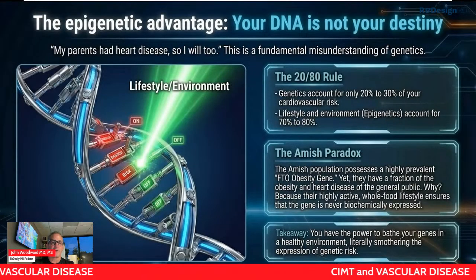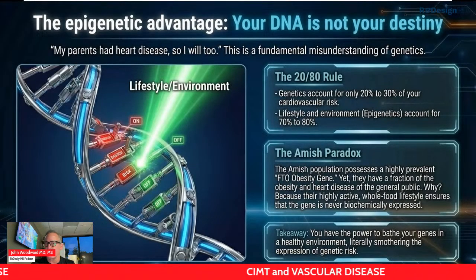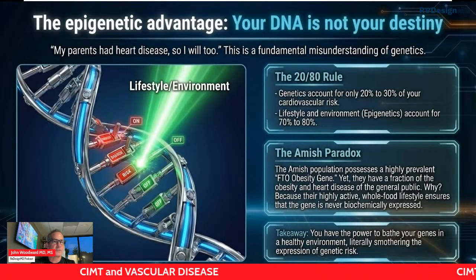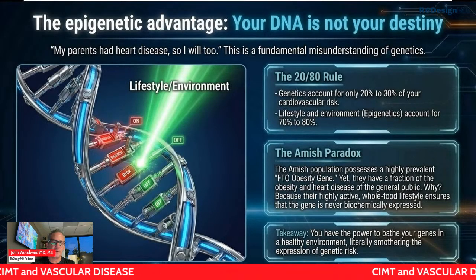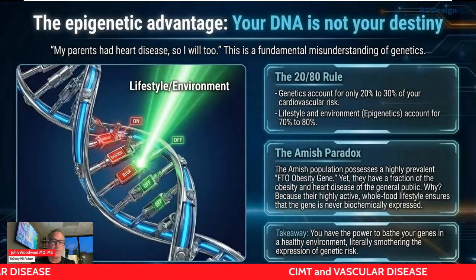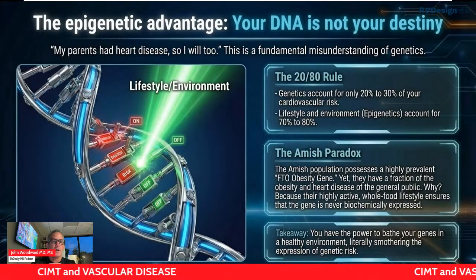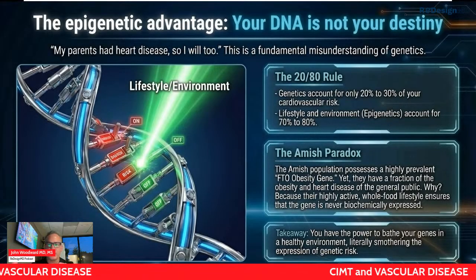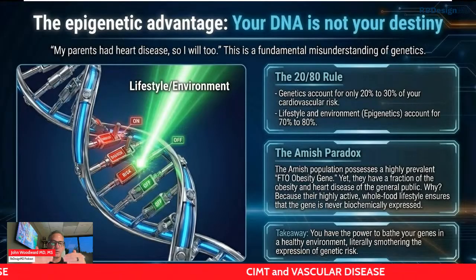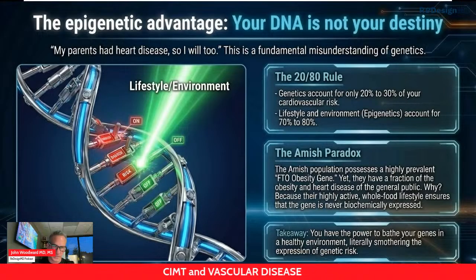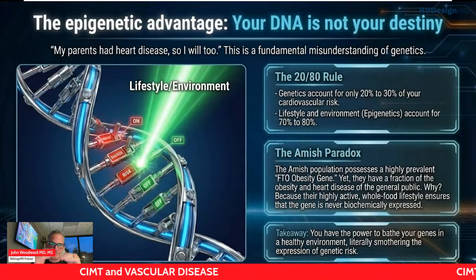So let's look at your lifestyle and your environment, your genes and your environment. So yes, genetics account for 20 to 30% of your vascular disease. Some people have much more severe disease, and we can measure some of those vascular genetics, like 9p21 and several others, ApoE4. Those are things that increase your vascular disease risk. But we can mitigate that.